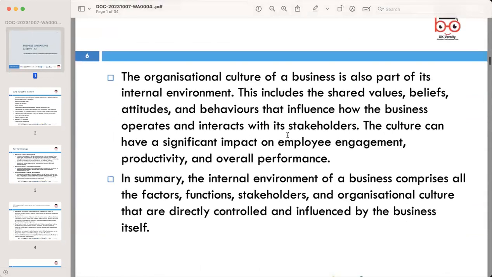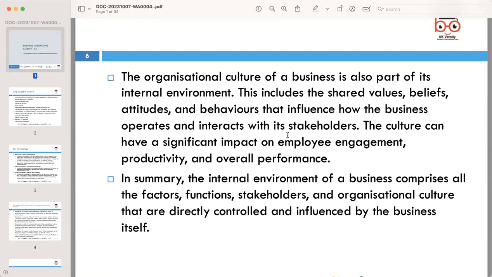Organizational culture. The organizational culture of a business is also part of its internal environment. This includes the shared values, beliefs, attitudes, and behaviors that influence how the business operates and interacts with its stakeholders. The culture can have a significant impact on employee engagement, productivity, and overall performance.